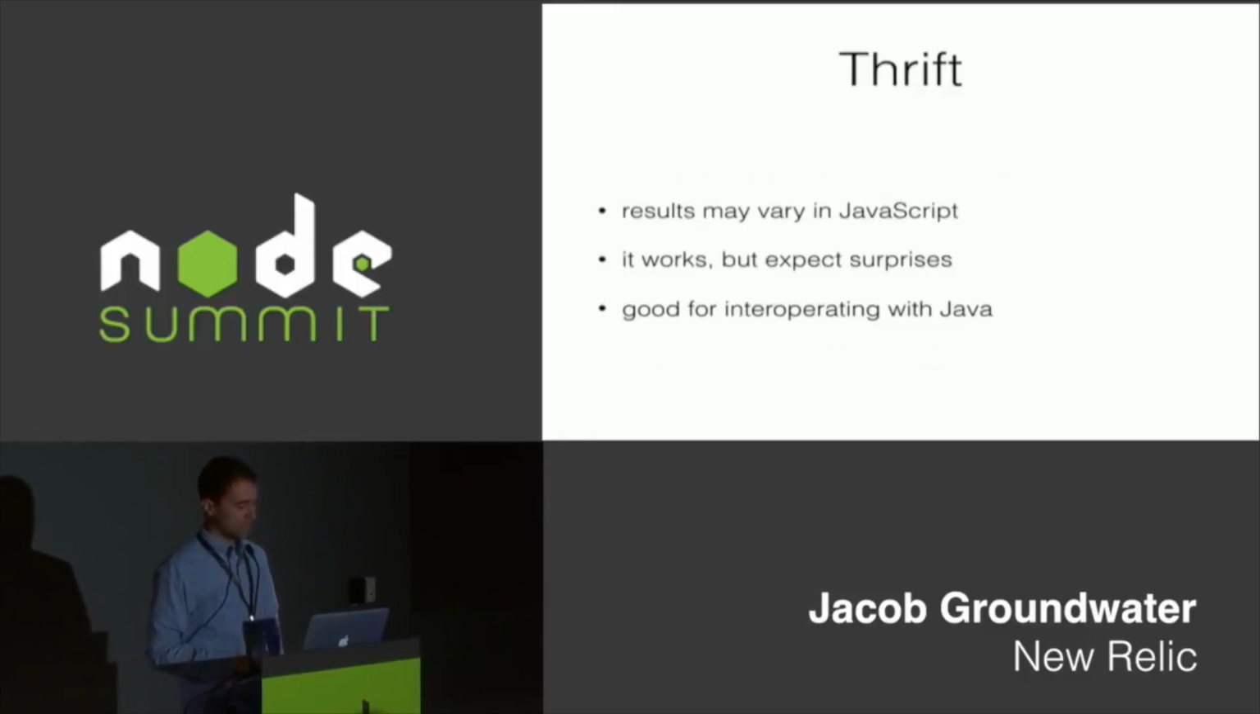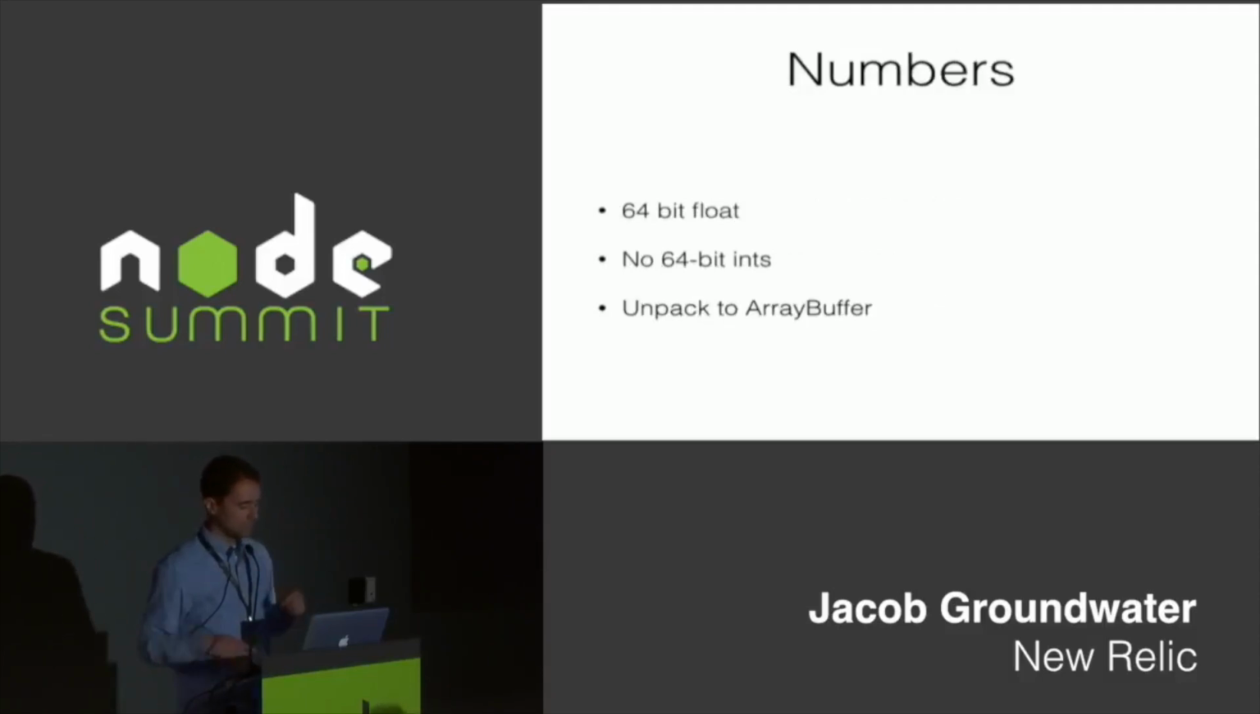Thrift results may vary, but if you want to interop with Java services, you probably have to go there. There's a few weirdness things of it. One thing I want to note about numbers is a lot of people complain about 64-bit integers not being supported in Node because they're using a custom protocol. Very often, unless you're trying to add those 64-bit numbers, you can just unpack it into an array buffer that's 64 bits. This is just a thing that came up, and I'm telling you.